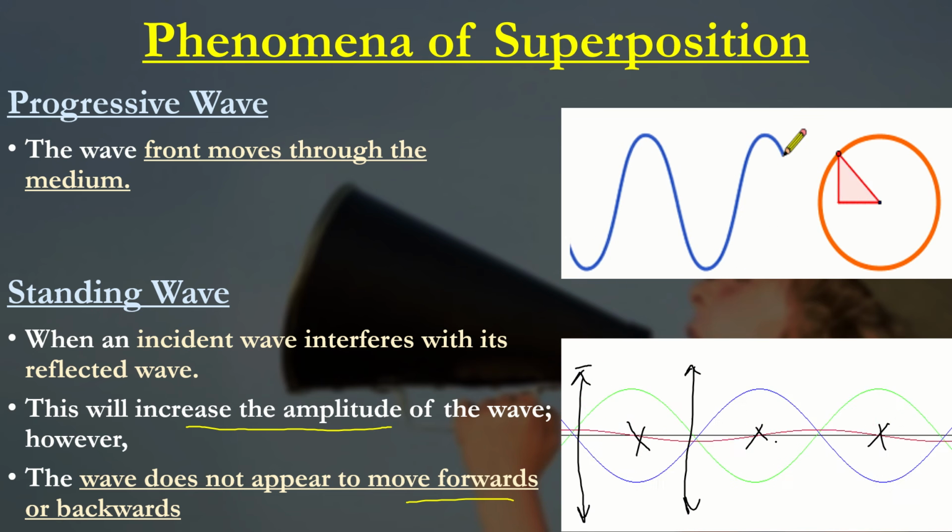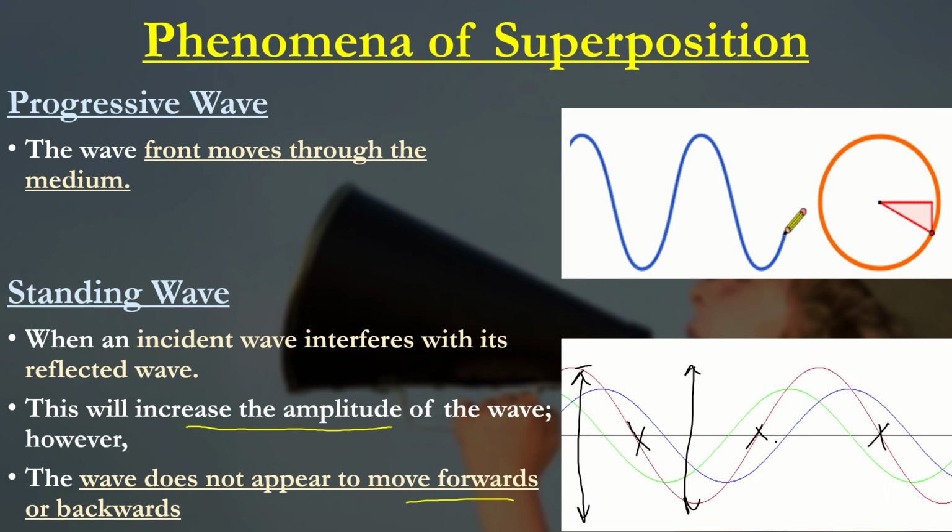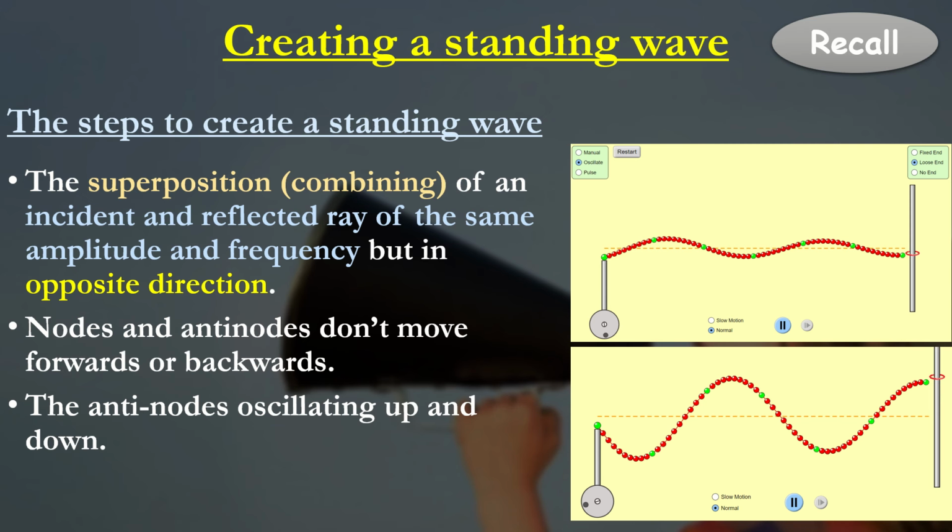So we're going to look at how that relates to musical instruments. Okay, let's try and form a standing wave. Superposition comes from the combining of one incident ray and one reflected ray. They could be moving in opposite directions to each other, could be in the same direction, but we're going to try and show that very shortly.